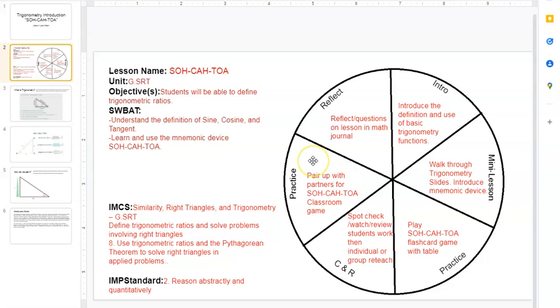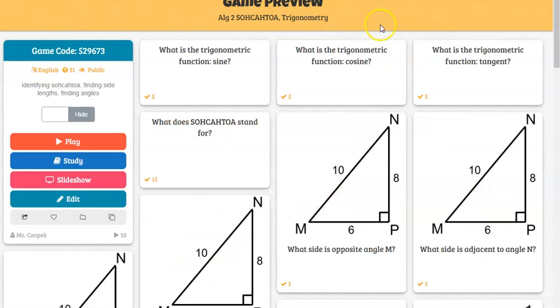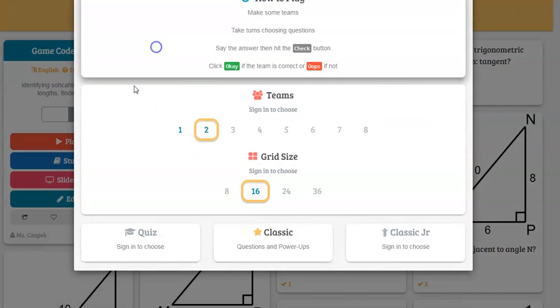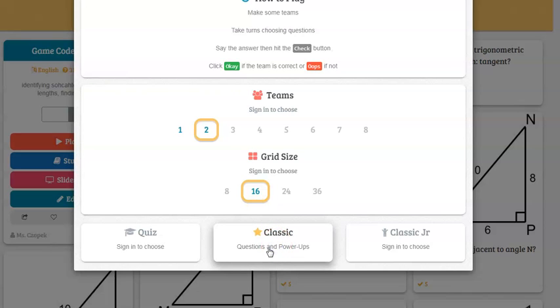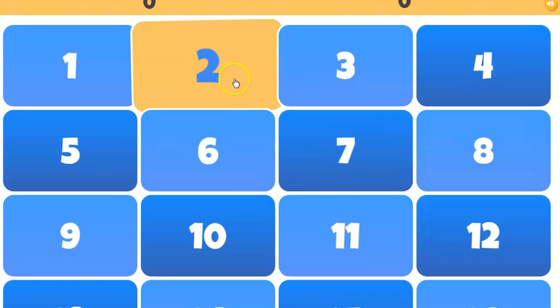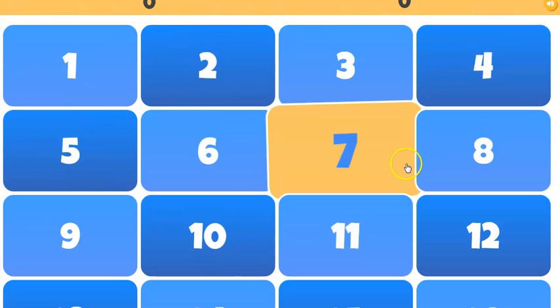And then the last thing we do is break everybody up into partners, or even at the tables, depending how many kids are in the class, and then play a SOHCAHTOA classroom game. What I like for those, and kids really seem to love, is something like Bamboozle. One of the big class-wide games. You can have however many teams. I haven't signed into it, so this one only lets me go up to 2. But the idea is that you'd have this Jeopardy-ish type game up on there.